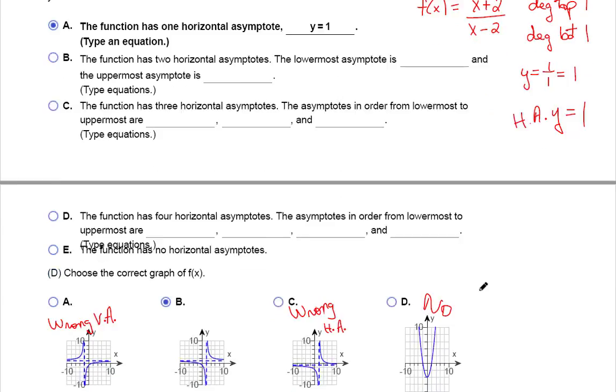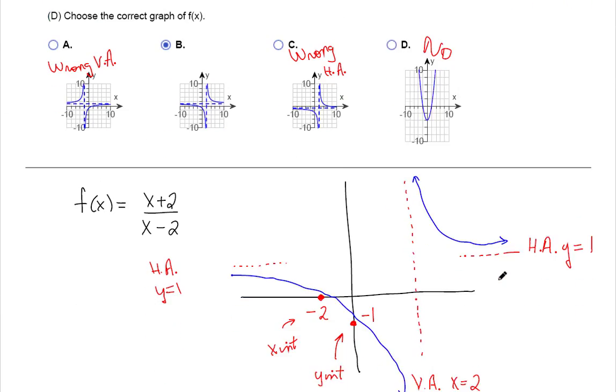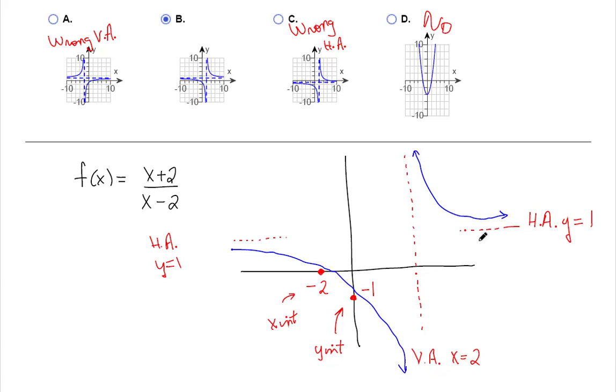Okay? Now, where is the graph? Well, let's see. What did I know? I knew it was going to level off to 1, so the graph levels off to 1 here. And on this side, it's going to level off to 1 as well. What else? We know it had a vertical asymptote at x equals 2, where it blows up. We knew it had to cross at minus 1 and minus 2. Well, therefore, it's got to keep running down here.